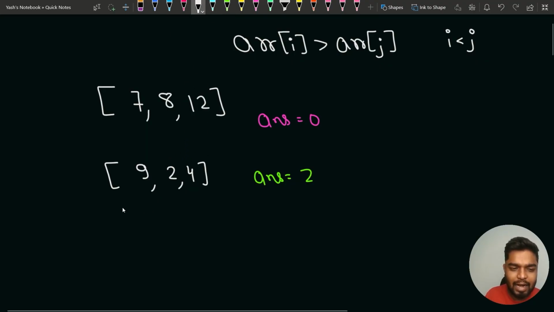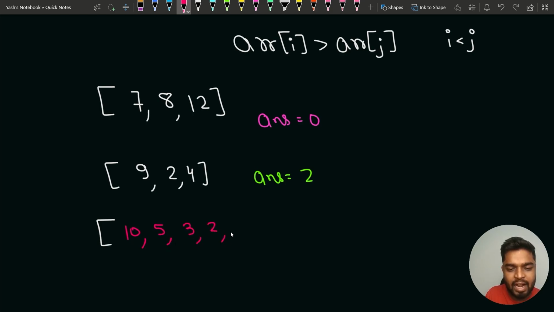Now suppose you had an array which was in decreasing order. What will happen here? Suppose I had 10, then 5, then 3, then 2, and then 1. This is the array which is in decreasing order, that is the reverse sorted order.